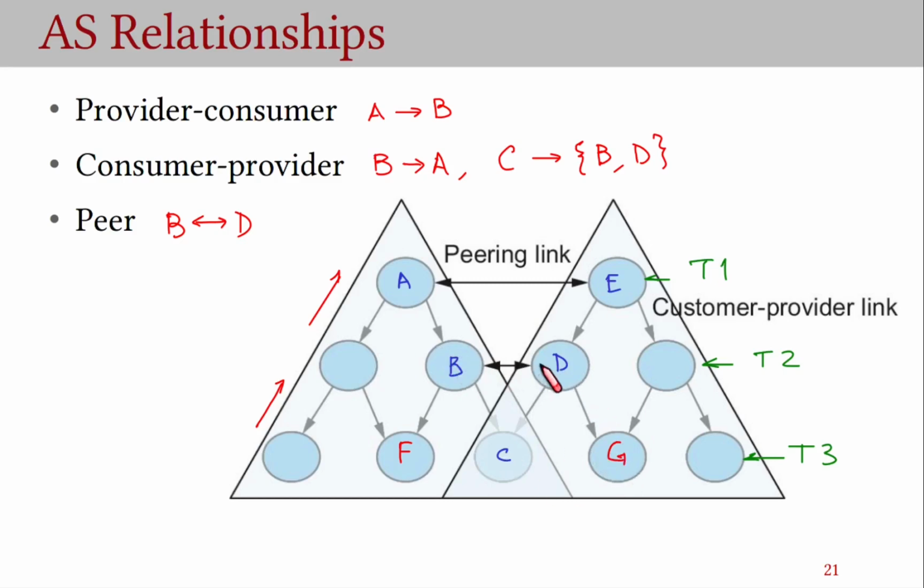Recall that there is no money exchange here, right? So B and D don't pay each other for transit of traffic from one autonomous system to the other. However, B is not going to advertise the routes that it learned from its provider to D, because in that case, it's going to be transiting traffic for A to D. So that's not what it's going to do. And similarly, D will not advertise the routes it learned from E to B.